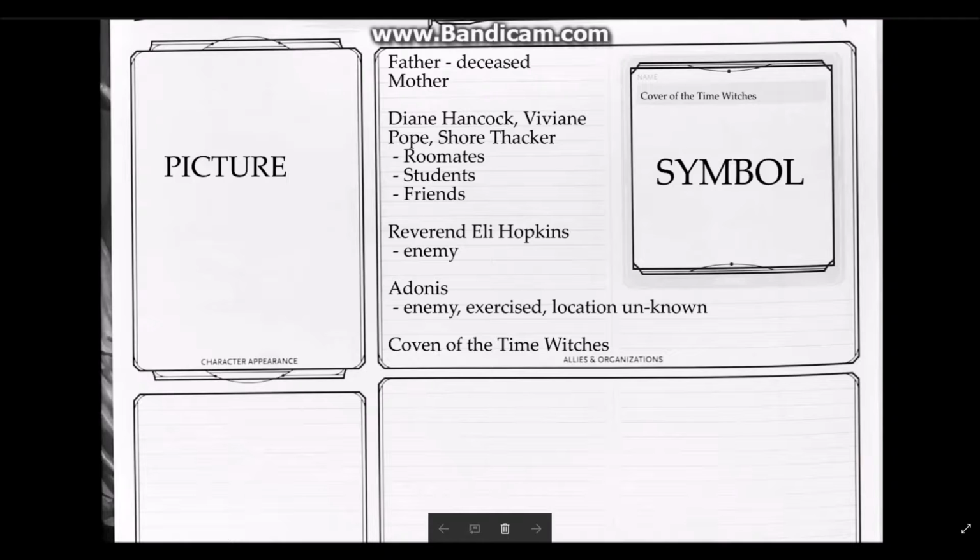And she is a part of the Coven of the Time Witches, which, since there's no witch class in Dungeons and Dragons, I used wizard as that class. And over here is where I would put the symbol for the Coven of the Time Witches. And you can just put the name up there. I know I spelled it wrong. I was kind of in a hurry.